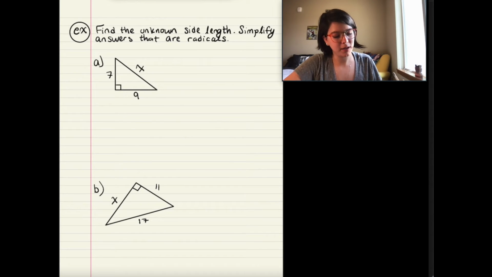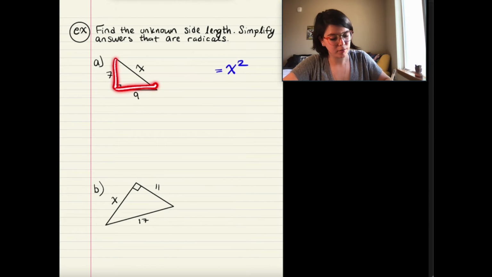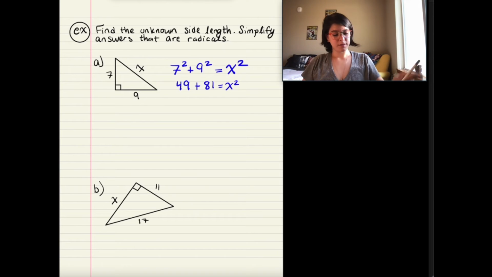Alright, so we're going to find the unknown side length using the Pythagorean Theorem, and we're going to simplify any radicals that we find. So our side across from the right angle, our hypotenuse, that'll be alone. So this will be equals x squared. And then our legs will be squared and added together. So 7 squared plus 9 squared. Simplifying, 7 squared is 49. 9 squared is 81. It's equal to x squared. This is going to be 130 equals x squared.